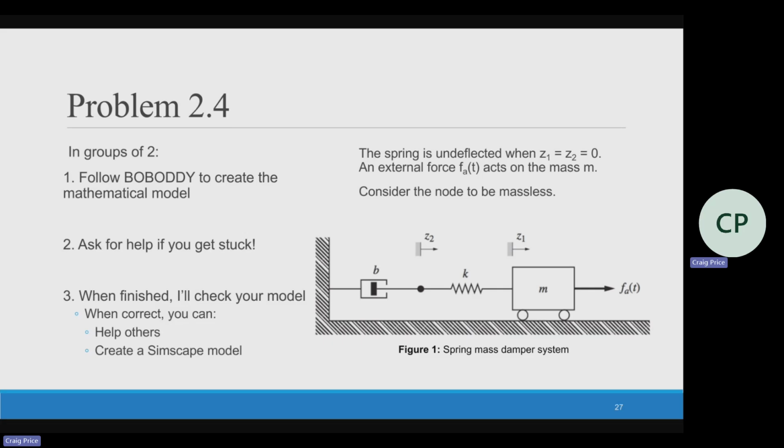For your body diagram, you can only put a force on the body if it is in contact, if it's actually acting directly on it. So for my mass, there is no damper connected to my mass. What do you do with that?